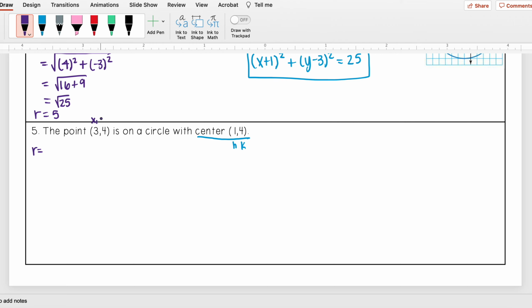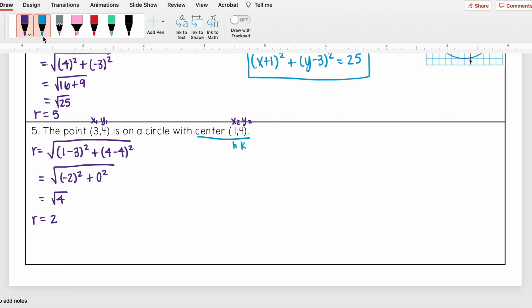I'm going to allow my first point to be (x1, y1) and my center to be (x2, y2). I know my distance is the square root of (x2 - x1)^2, so 1 minus 3 squared, plus (y2 - y1)^2, so 4 minus 4 squared. I take the square root of all of that. 1 minus 3, I get -2 squared. 4 minus 4, I get 0 squared. 0 squared is just 0, so I can ignore that. -2 squared, I get 4. And so I get that my radius is equal to 2.